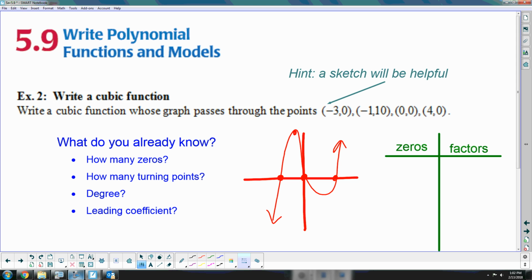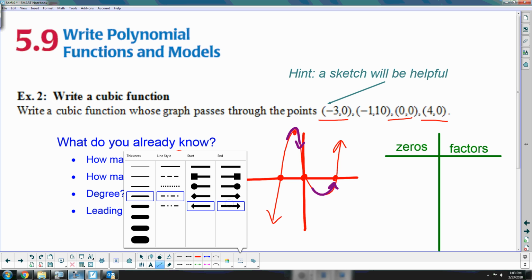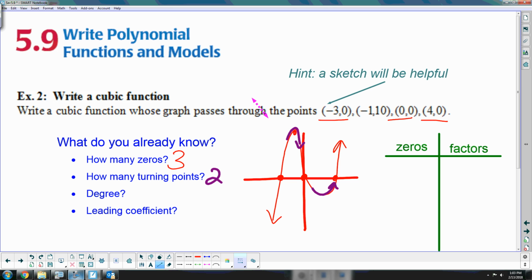So how many zeros do we have? Here's a 0, here's a 0, here's a 0. We have 3 zeros. How many turning points do we have? 1, 2. What's the degree? Well, this resembles polynomial end behavior.